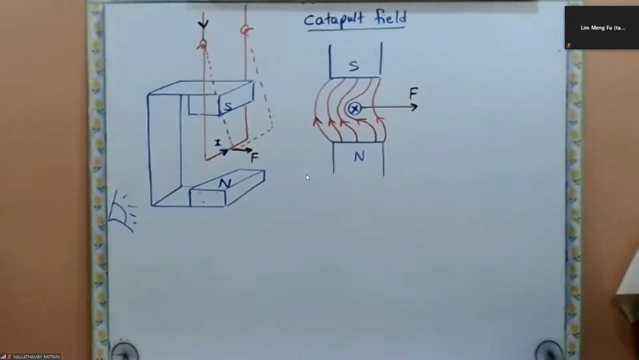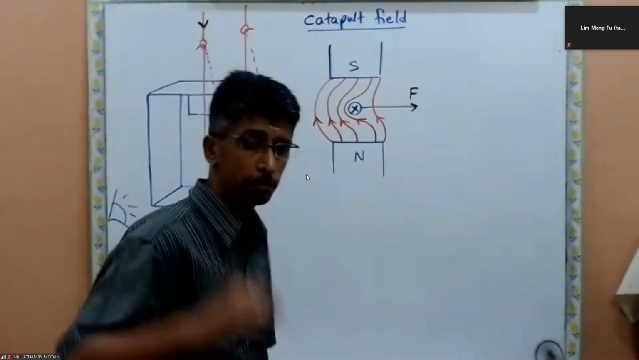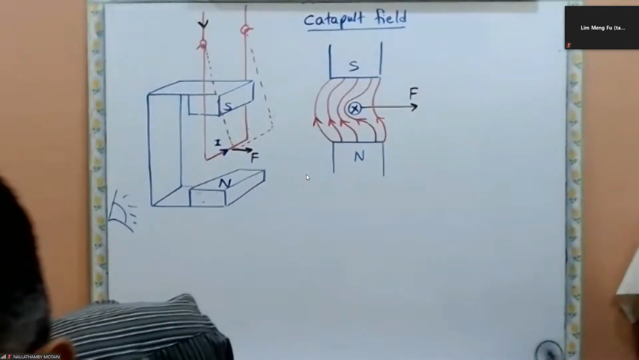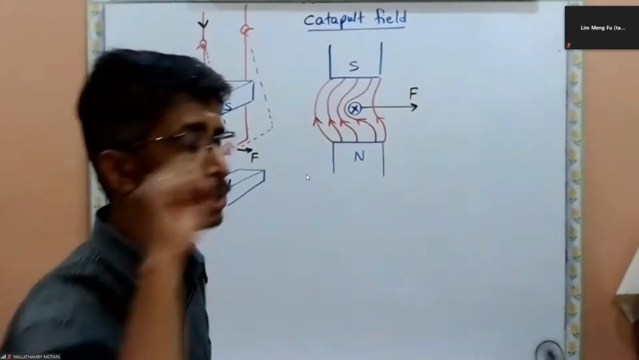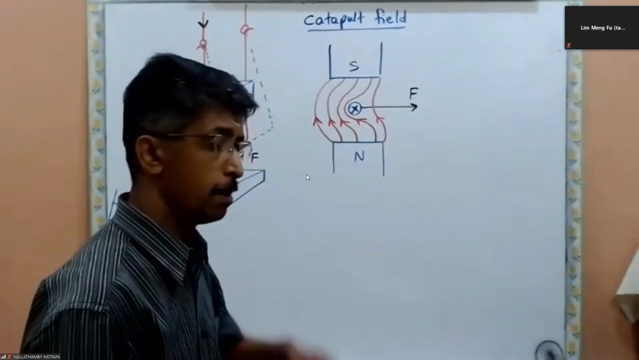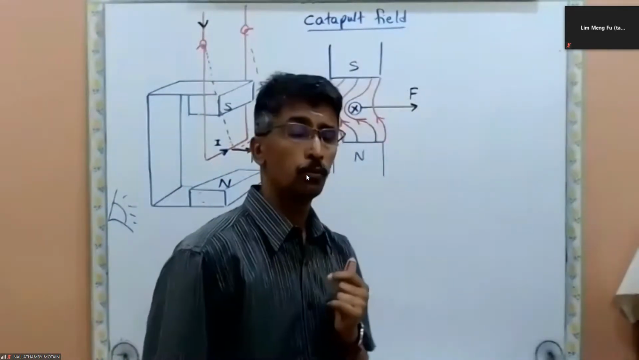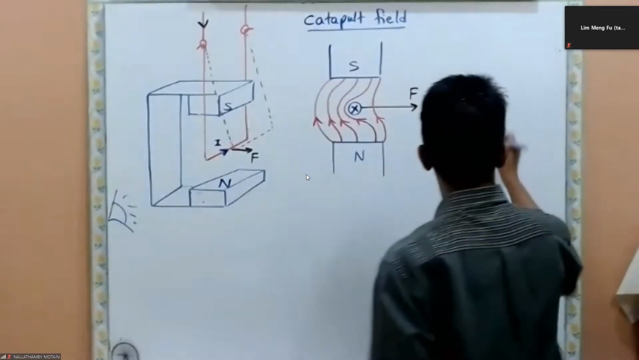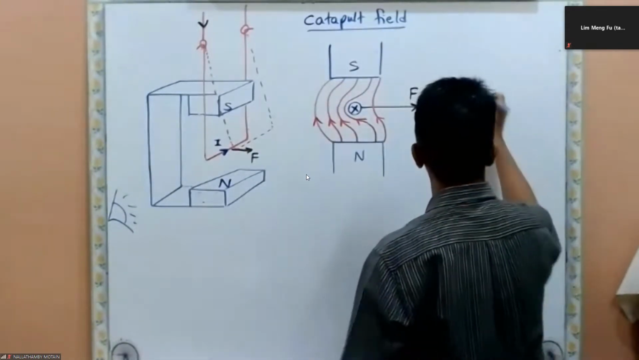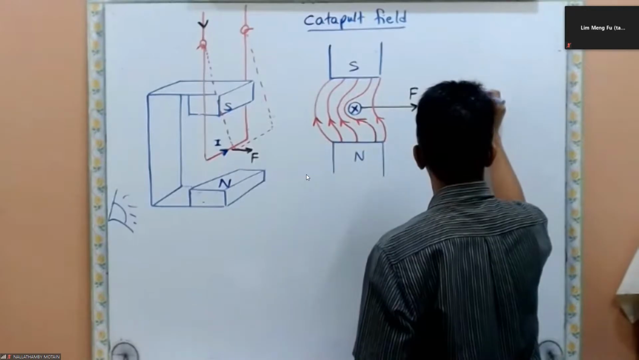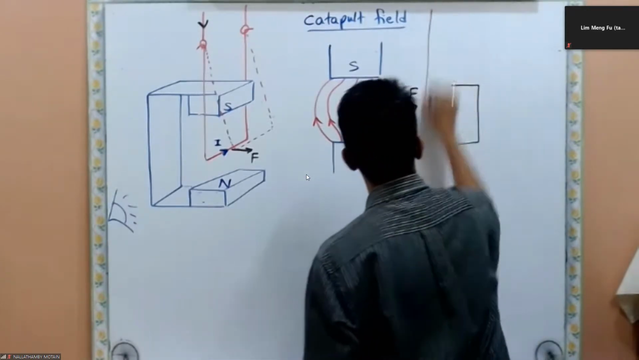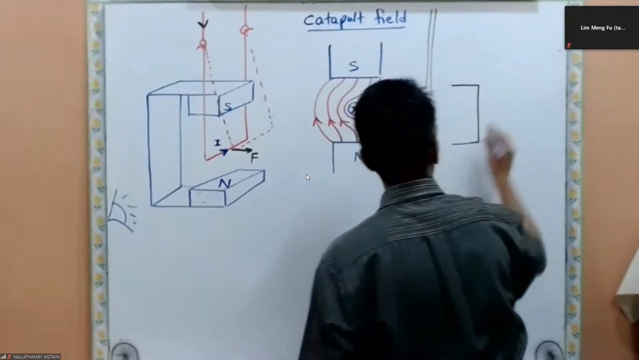So this is what we call catapult field. I'm going to give you 2 more diagrams. I want you to draw the catapult field. But before that, use the correct rules. Identify the force acting. Now I want you to draw the catapult field for this. Later I will teach you one more.